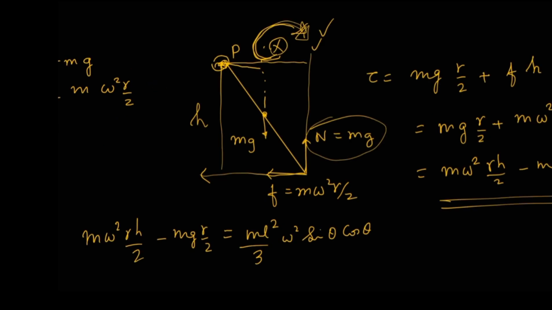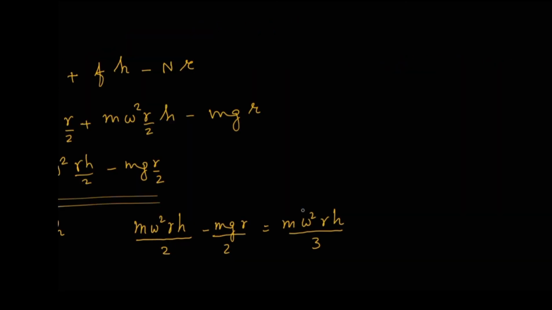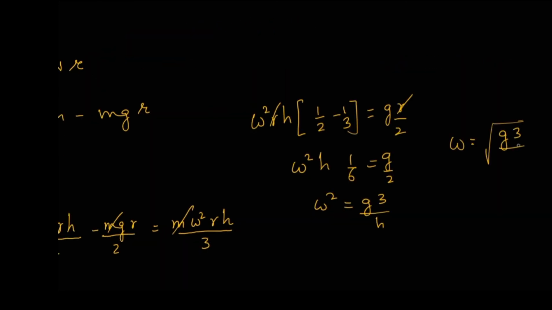This will give the value of omega, with L sin theta into L cos theta. We had this length as L, and this angle we took as theta. So L cos theta is h and L sin theta is r. So here I am changing this term. Now finally we have to solve this. So this is the result we obtain.